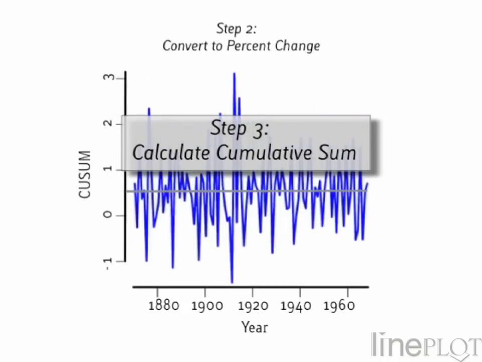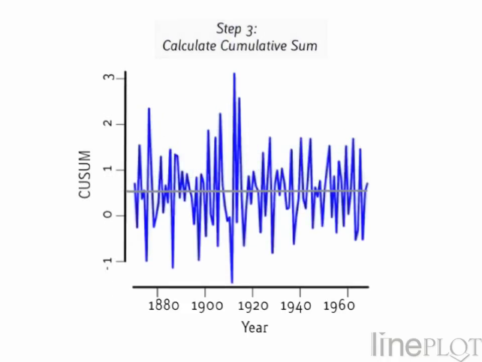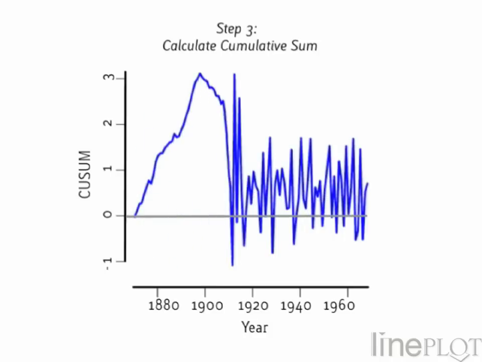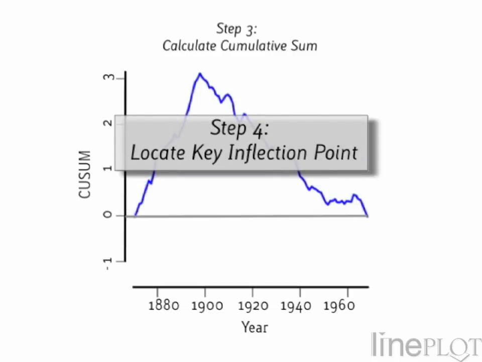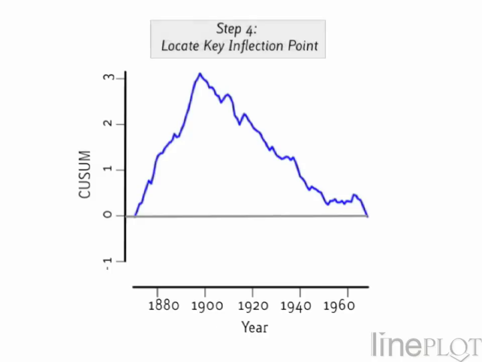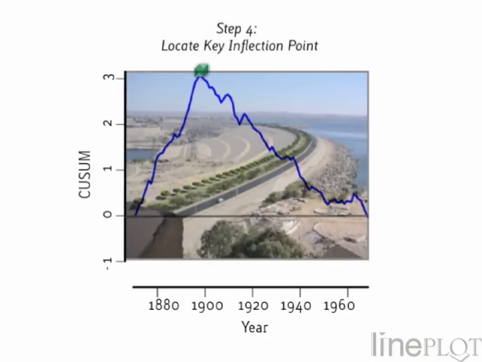However, the cumulative sum, or CUSUM, of these changes shows a very different pattern. There is a strong inflection point in 1898 indicating a structural change, a shift from increasing to decreasing changes. This is precisely the year that construction began for the Aswan Dam. In fact, each inflection in the Nile CUSUM chart can be traced to changes in the network of dams.